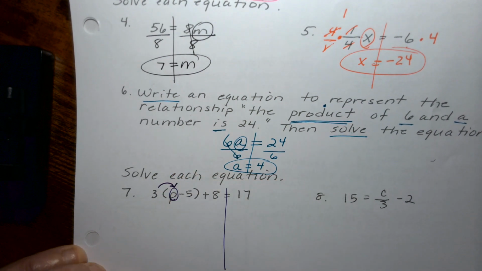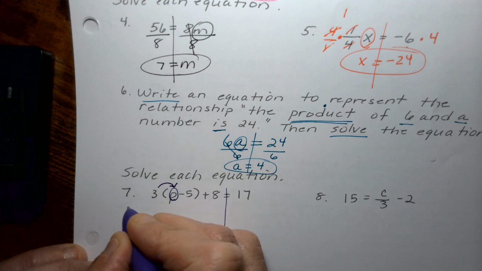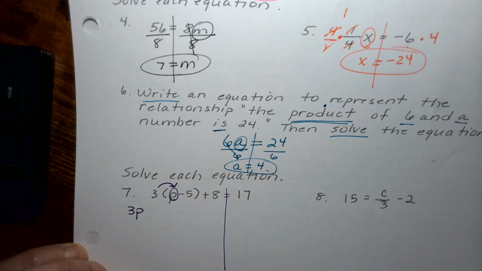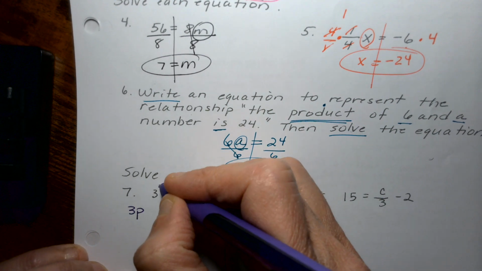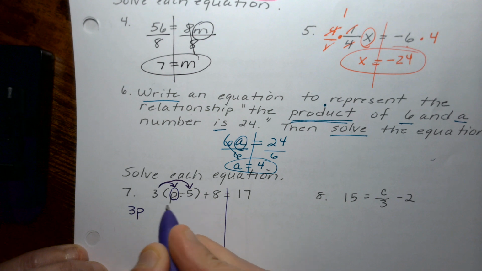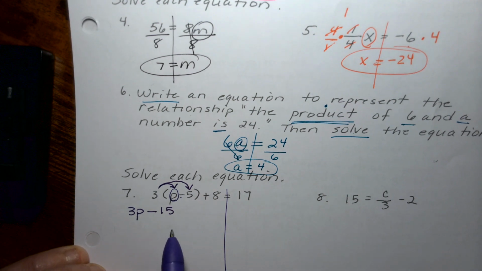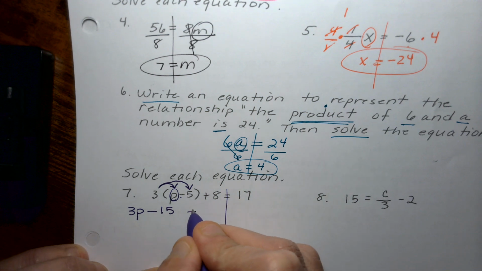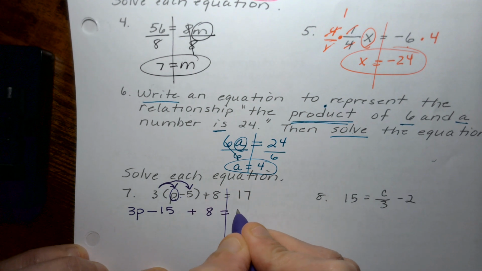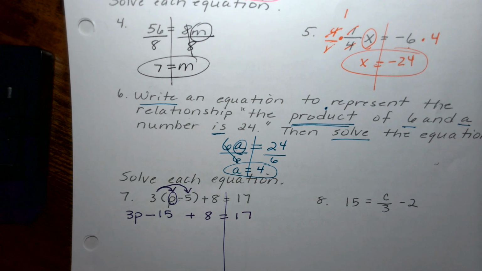We're going to use the distributive property and multiply 3 times p, which is 3p. 3 times a negative 5 is a negative 15. Remember, subtracting 15 is the same as adding a negative 15, so you'll see me use those terms interchangeably. I'm just rewriting the rest to be super clear.